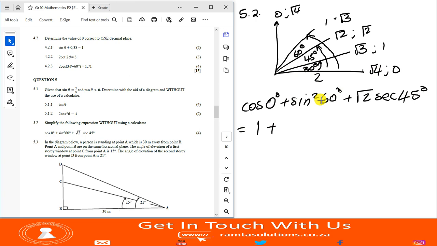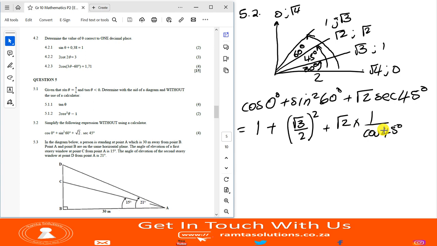Now, sine 60 degrees. We go to 60 degrees. What is sine? Sine is y over r. What is y? Root 3. Right? So it will be root 3 over, what is the hypotenuse? We said the hypotenuse is always 2. So root 3 over 2 all square. Remember, it was sine square 60 degrees. Plus square root of 2. Because this is sec, I have to change it to its reciprocal. What is its reciprocal? It is cosine. So it is cos 45 degrees.